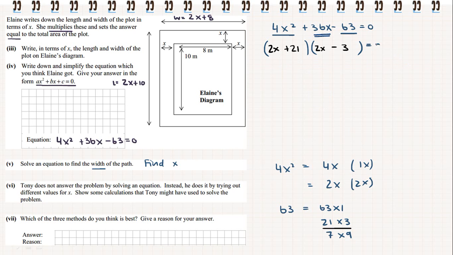So now we let 2x plus 21 be equal to 0, 2x minus 3 be equal to 0, and we solve for x. So we have 2x is equal to minus 21, x is equal to minus 21 over 2, 2x is equal to 3, so x is equal to 3 over 2. So both of these are meters.